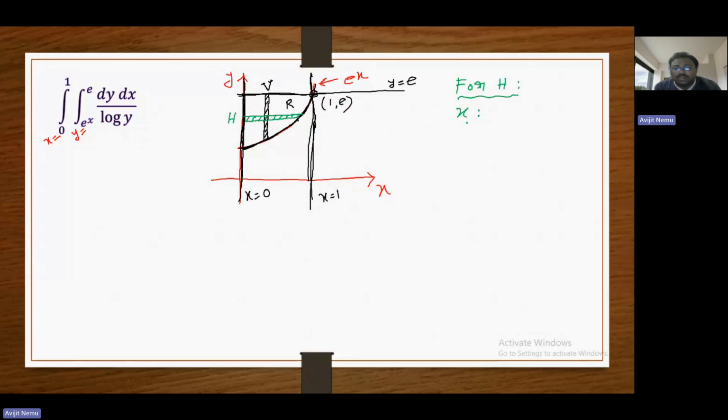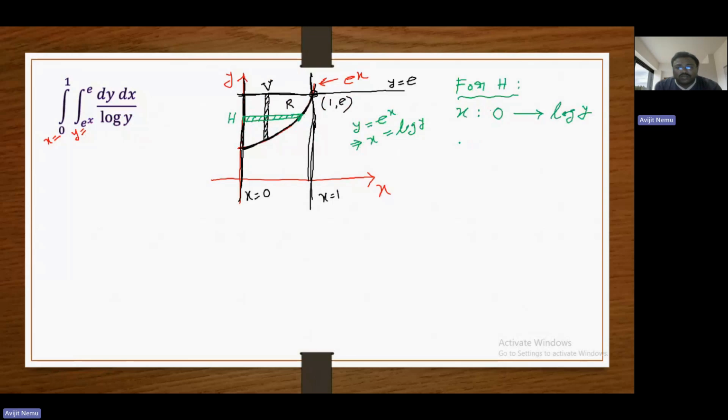Now, how can we consider the range for x? For this horizontal strip, one thing is clear: the lower bound lies on the y-axis. That means x equal to 0. So x ranges from 0 to the upper limit of this horizontal strip. The upper limit lies on this curve, e to the power x, so y equals e to the power x, and from this if we find x, x equals log of y. So for this horizontal strip, x ranges from 0 to log y.